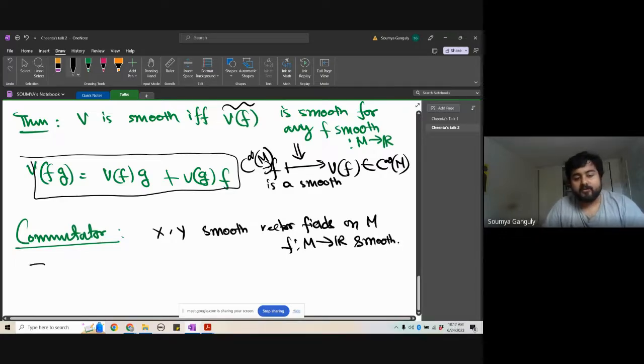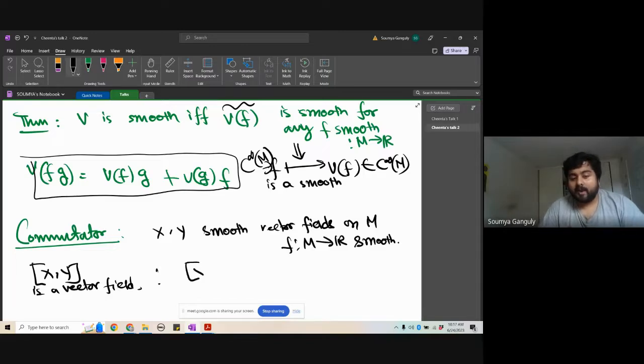Then you can define this object called the commutator. It's also a vector field. So it's a vector field. Again, it will be smooth because x and y are smooth. And how do you define them? To define a vector field, it is enough to define how it acts on functions, right? Because it's really a directional derivative.